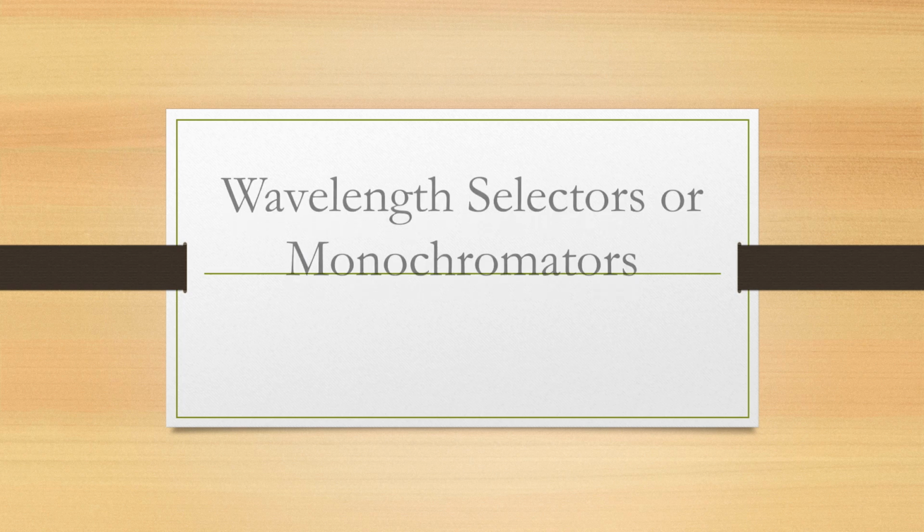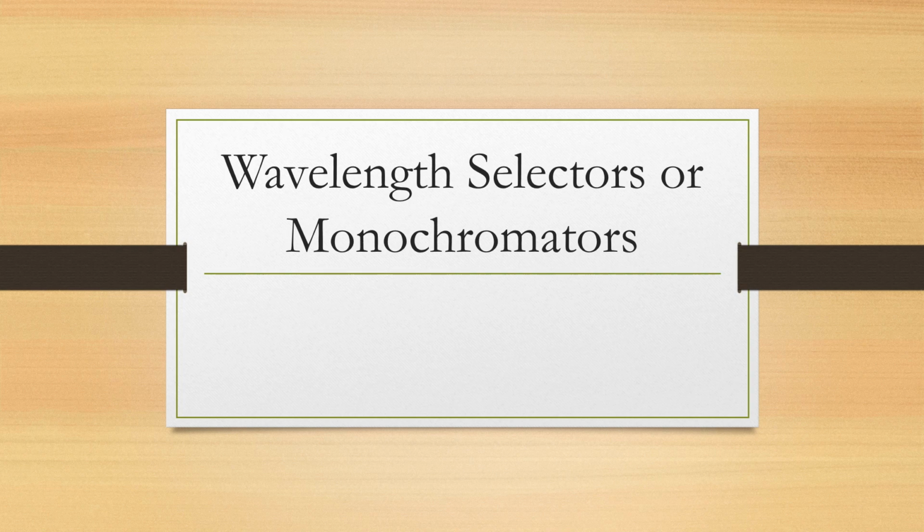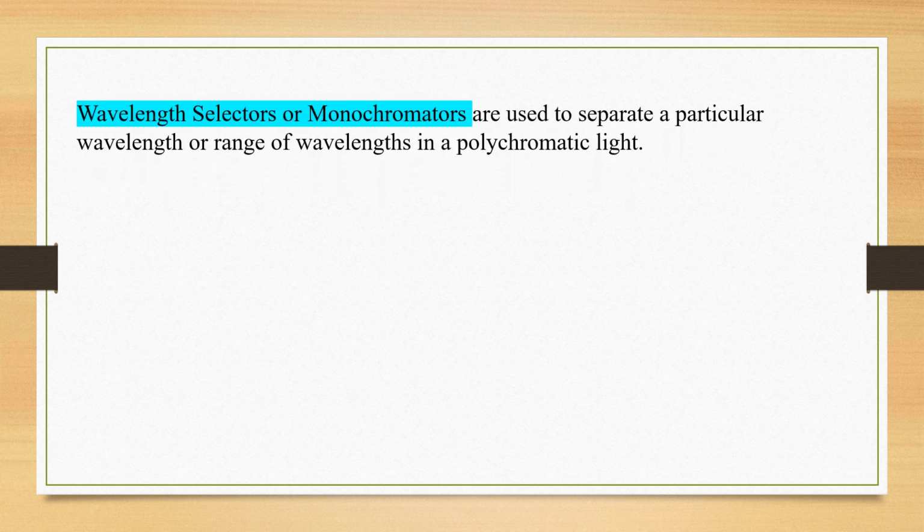Good morning, friends. In this video, we will learn about wavelength selectors or monochromators in a UV visible spectrophotometer. Wavelength selectors or monochromators are used to separate a particular wavelength or range of wavelengths from a polychromatic light.